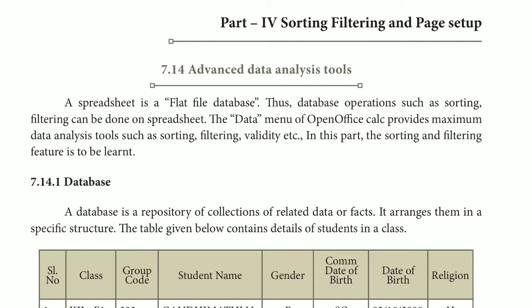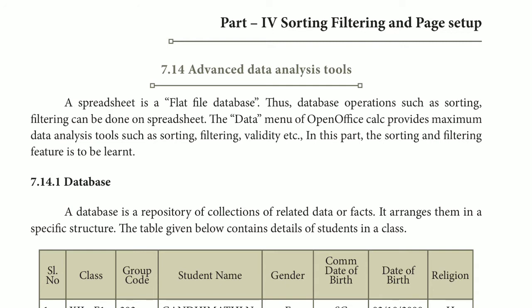Either ascending order or descending order, or A to Z order or Z to A order. This sorting helps you to organize data according to the sorted type. In a table, this spreadsheet is a flat database, also known as a flat file database. So database operations such as filtering and sorting can be done on a spreadsheet.